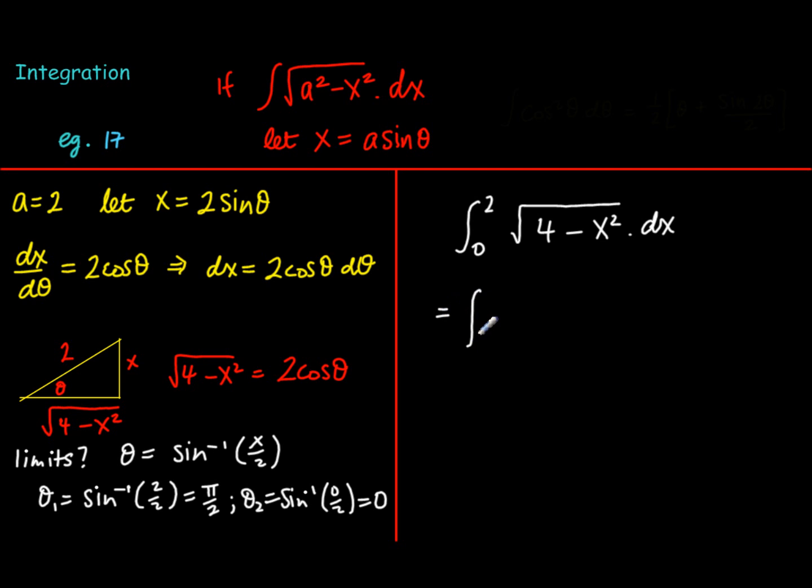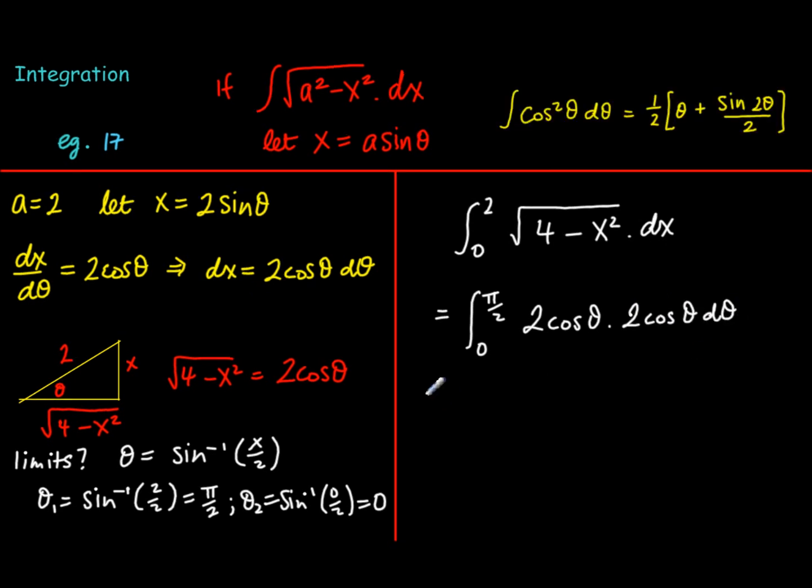So now we can rewrite an original expression. Limit 2 is pi over 2, limit 0 is still 0. The square root of 4 minus x squared, well, that's 2 cos theta. And dx, well, that's also 2 cos theta d theta. Now let's multiply this out. 2 2's are 4, and we can use this constant outside of the integral. The limits are pi over 2 and 0. And we have cos theta by cos theta, which is cos squared theta d theta.